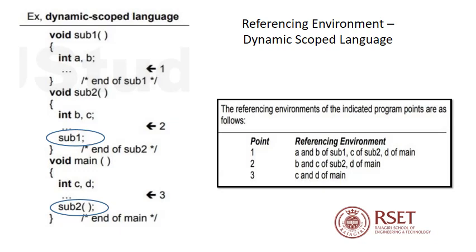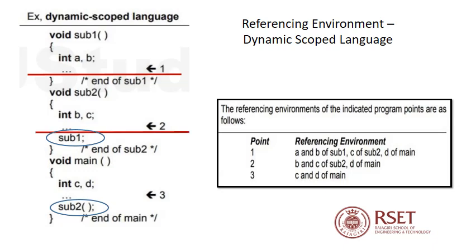Okay. Now since this is a dynamically scoped language, at the referencing environment shown by number 1, let's see what all are visible. So obviously a and b of sub1 will be visible there. Further, c of sub2 will be visible and d of function main will be visible.